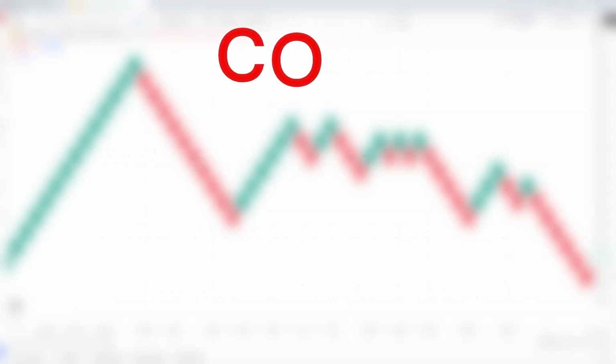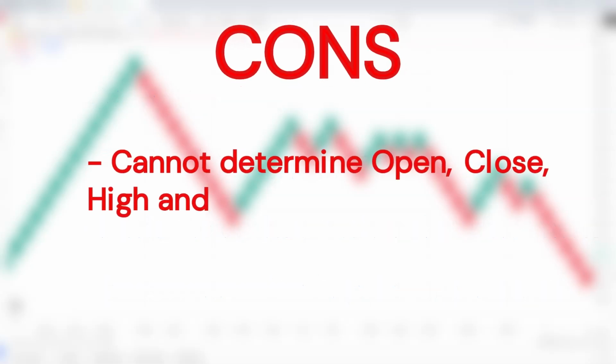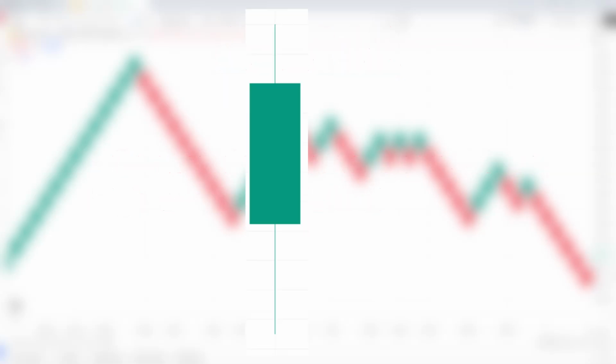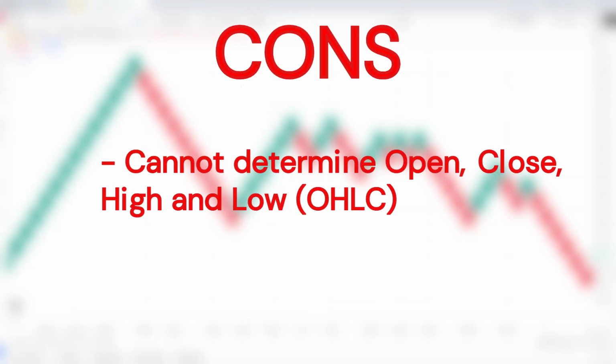Okay. The con to it is that you cannot always know the open, the close, and the high and the low really of that specific session at that time period. So for example, on a candlestick, you can tell in a 1 minute time frame or a 2 minute time frame, you can tell what the high was in that 1 minute, what the low was, what the open price was, and what the close price was. With a Renko, you cannot tell that.